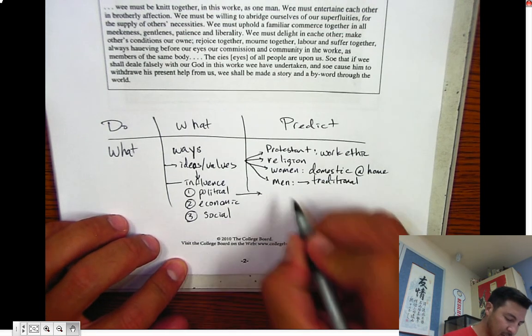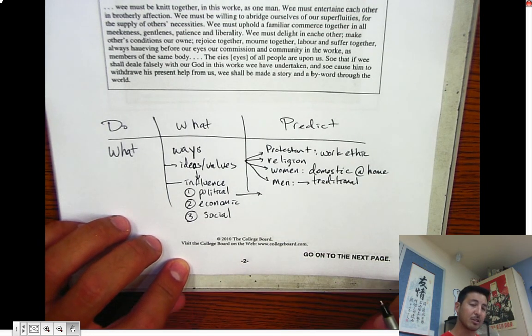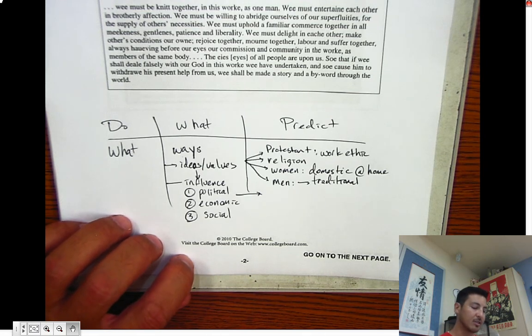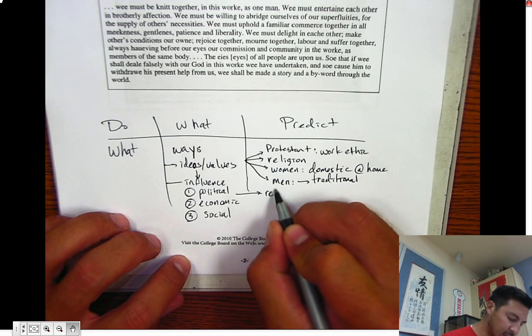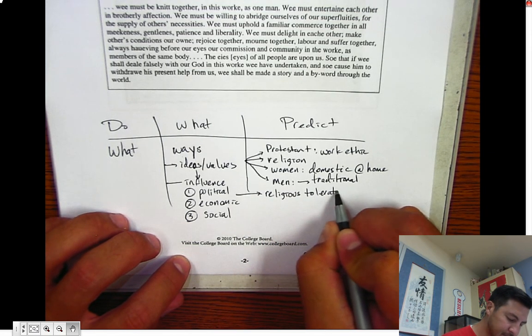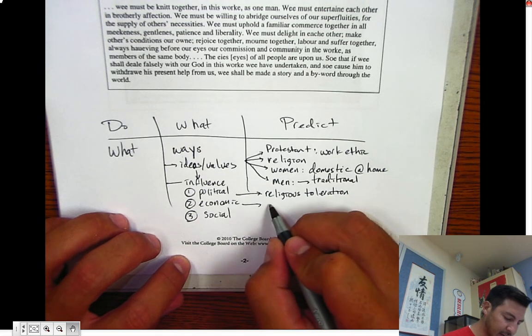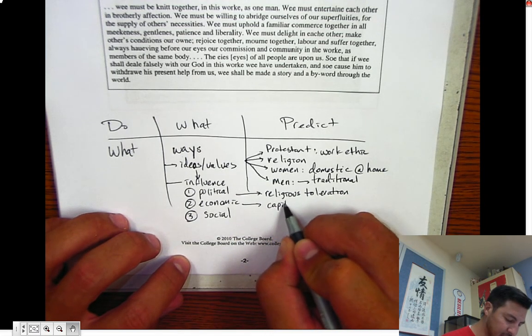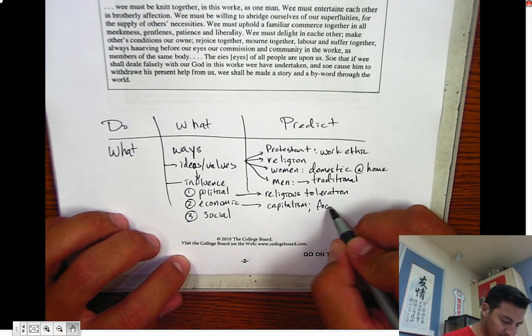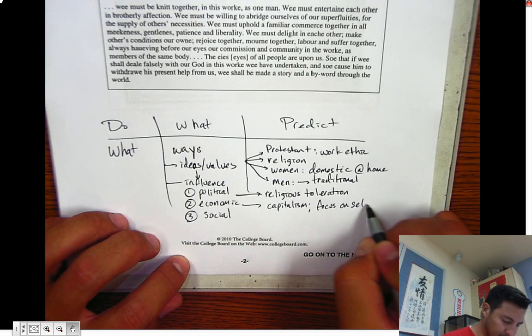Hey, politically, I know that a lot of Protestants were persecuted in Europe for being not Catholic. And I know that a lot of Puritans actually came over because they were not the right type of Catholic there in England. So over on political, I'm going to go ahead and take a guess that one way they influenced was religious toleration. Economic, it looks like we kind of have this idea of capitalism and a focus on self. That's the kind of guess I have.